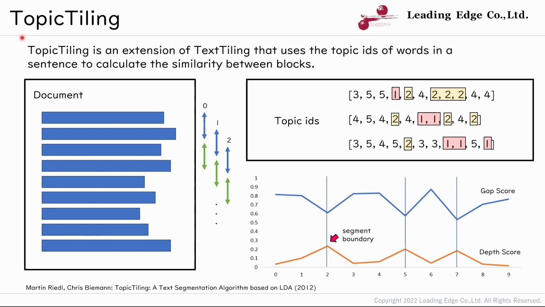The second is TopicTiling. TopicTiling is an extension of TextTiling that uses the topic ID of words in a sentence to calculate the similarity between blocks. The segment boundary determination method is basically the same as TextTiling, but it uses a topic ID obtained from an LDA topic model for the feature value. For example, assuming there are 5 topics, each word is converted to the ID of the topic to which it is most likely to belong. Setting up a window and comparing the similarity between blocks is the same as described earlier.